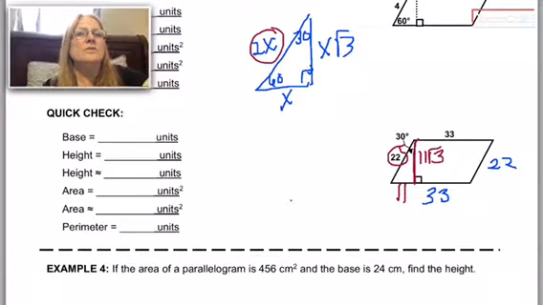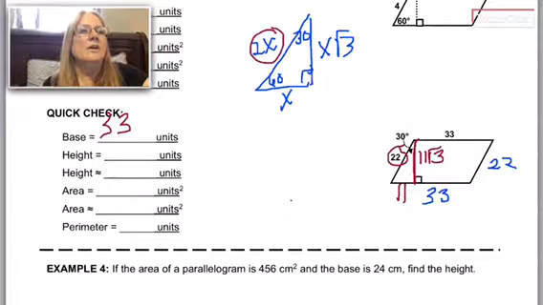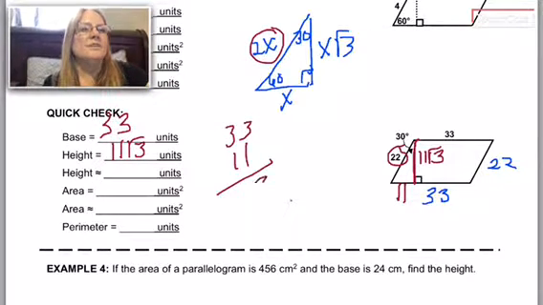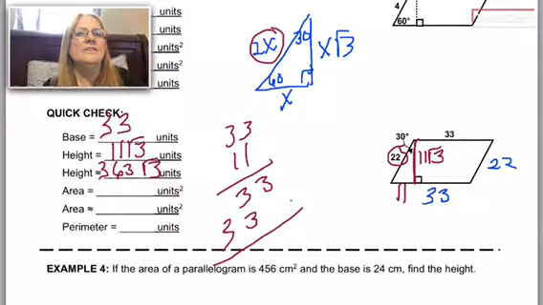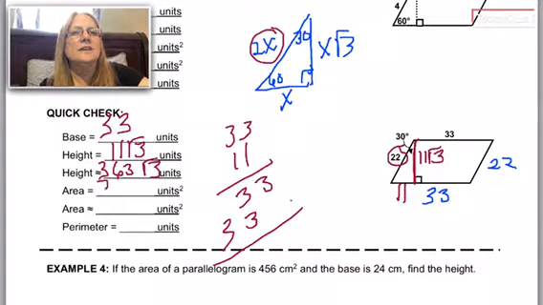So our base is 33. Our exact height is 11 times the square root of 3. The area is 33 times 11. I didn't want to make a mistake. 363 times the square root of 3. Okay, that is, put that in the wrong spot. I'm sorry, that's the area. 363 square root of 3. Let me erase.